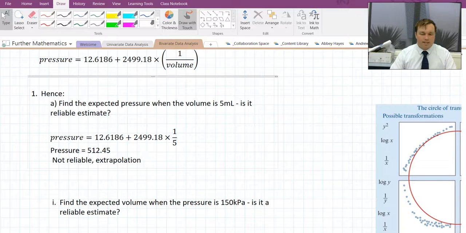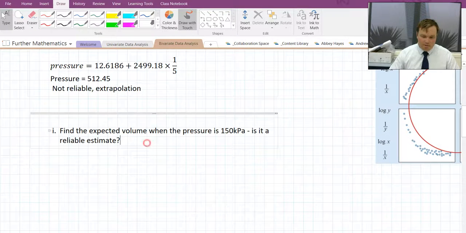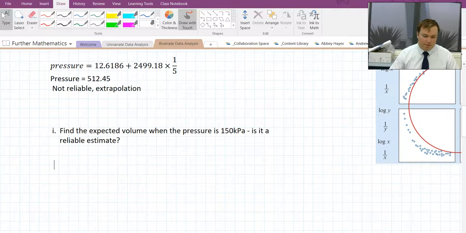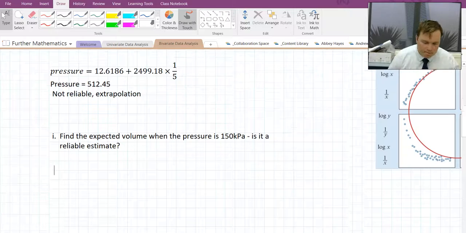By all means write a sentence, but if you write a sentence along the lines of, it is not reliable because it's outside the field of data, frustrating enough, you won't get the mark. You must write, it is not reliable because of extrapolation. You must use extrapolation.